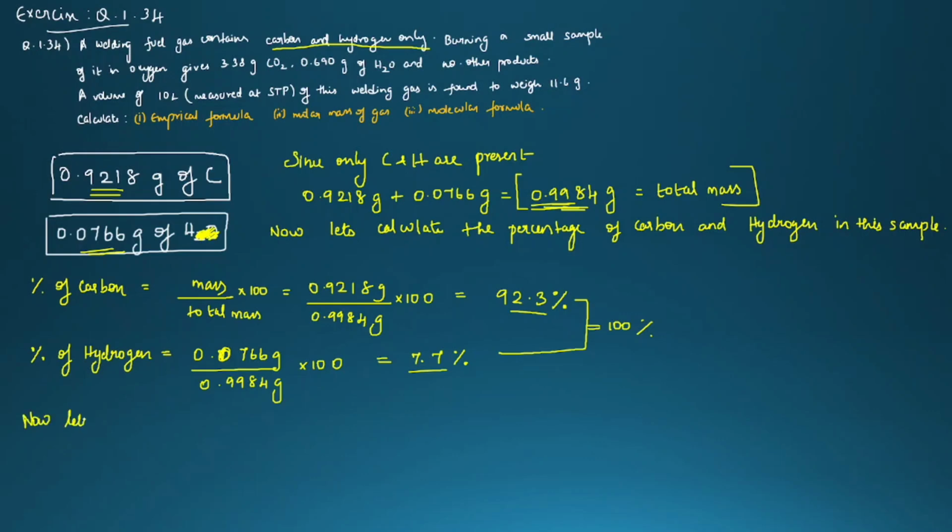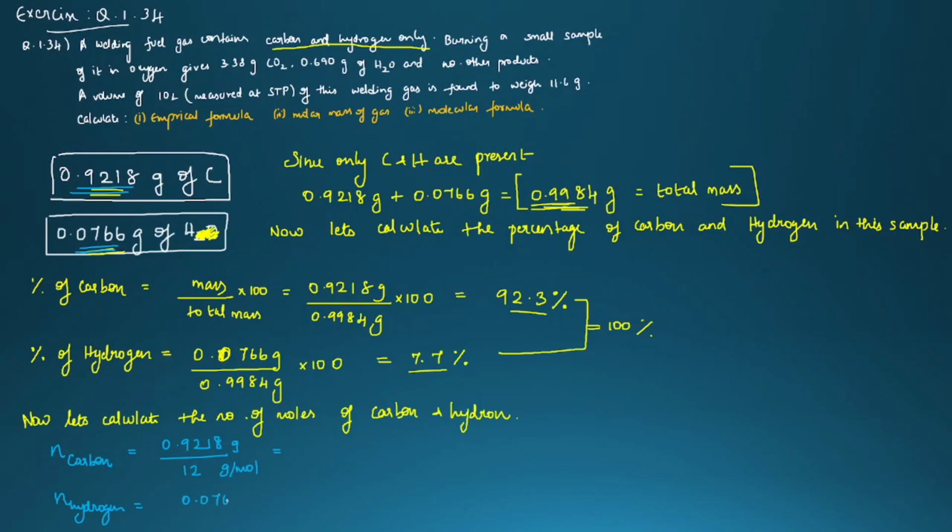The next step is to calculate the number of moles of carbon and hydrogen both separately. The number of moles formula is mass by molar mass. For calculating the number of moles of carbon, we'll use the mass that is already calculated, which I have marked in the box. And the same way, the number of moles of hydrogen will be mass of hydrogen by molar mass. So the number of moles of carbon will be 0.9218 grams divided by 12 grams per mole. 12 is the molar mass of carbon. And for hydrogen, same way, 0.076 grams by 1 gram, which is the molar mass of hydrogen.